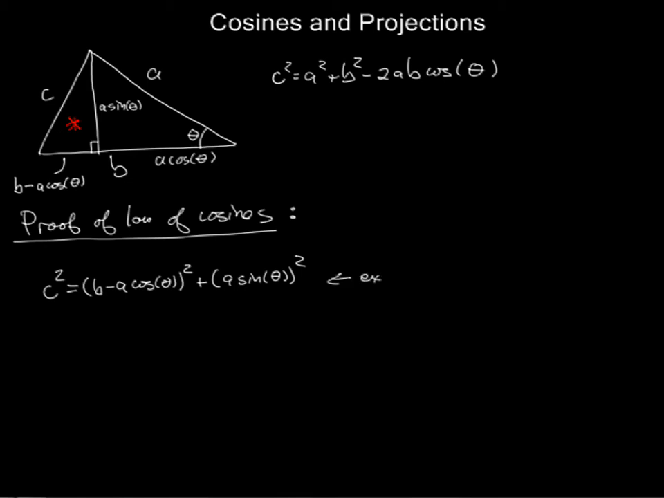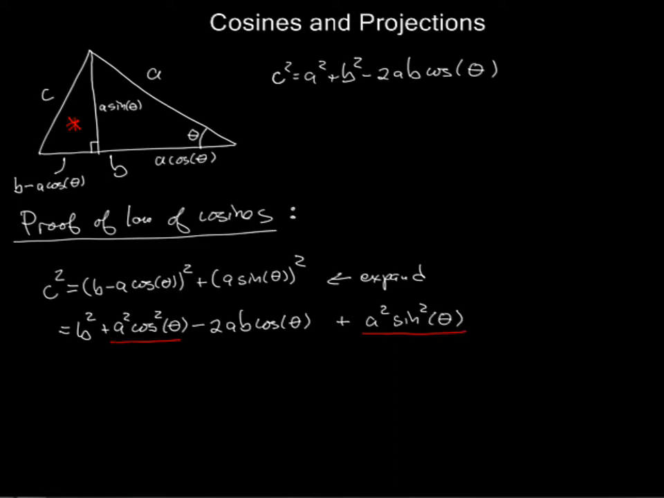So let's do that. When you square the first term, you get b squared plus a squared cosine squared theta, minus the mixed term, 2ab cosine theta. And the other term gives you an a squared sine squared theta. Now the a squared sine squared and the a squared cosine squared add up to a squared. So you get b squared plus a squared minus 2ab cosine theta, and you're done.